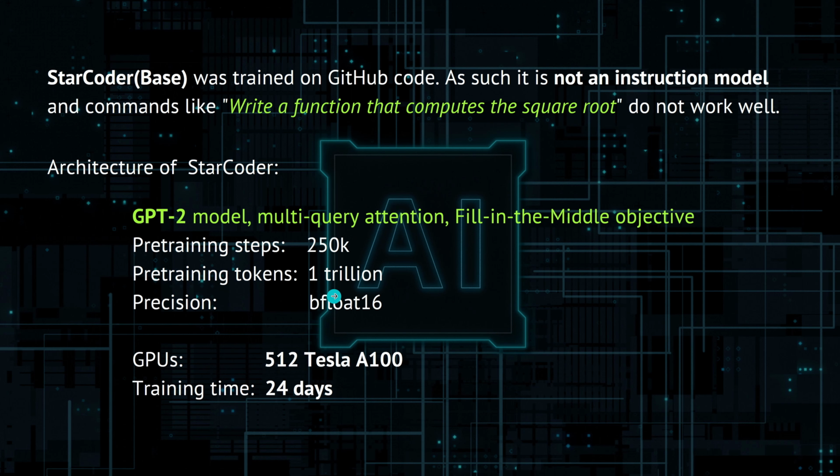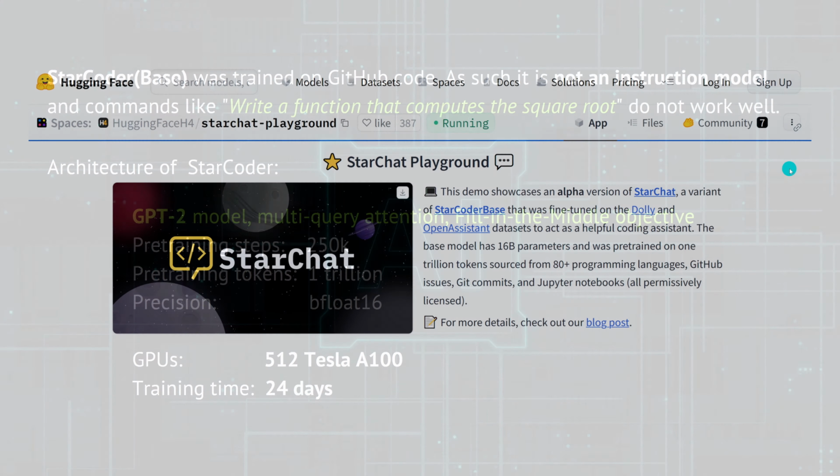If you want to know a little bit more, the pre-training tokens exceeded 1 trillion. The training happened on a cluster of GPUs, 512 Tesla A100 data center GPUs, and the training time was about 24 days, and I suppose nights.